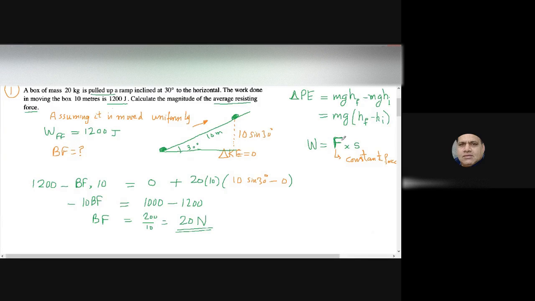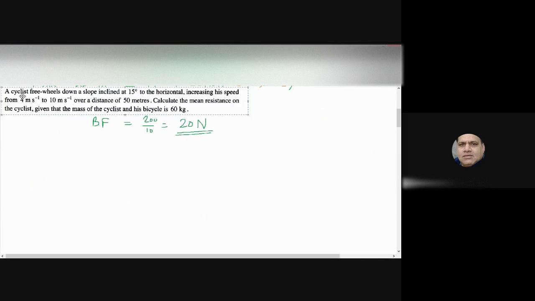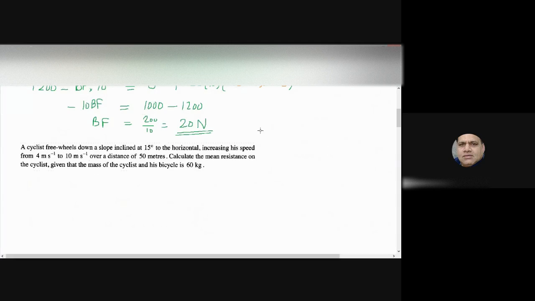Okay, so then we shall have another question. This one. A cyclist freewheels down a slope inclined at 15 degrees to the horizontal.